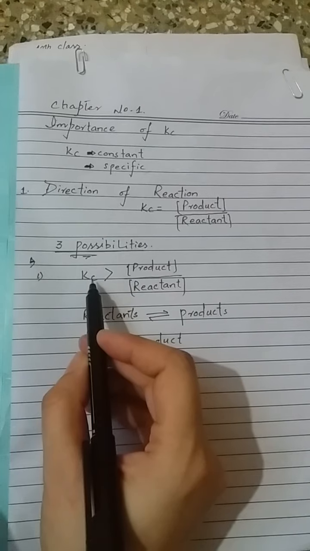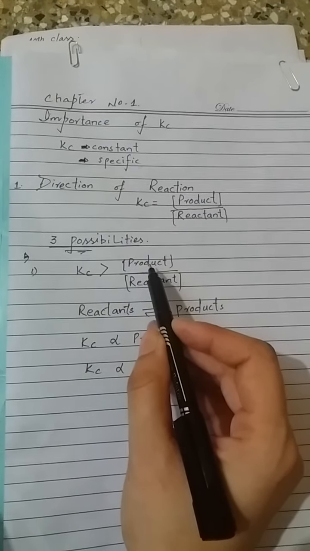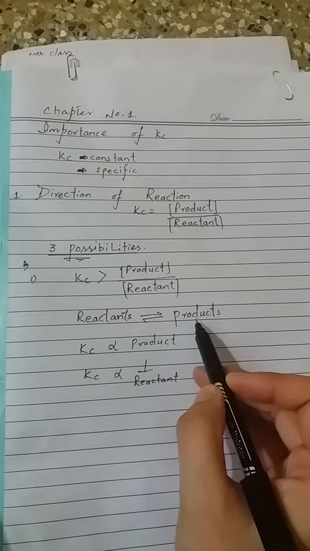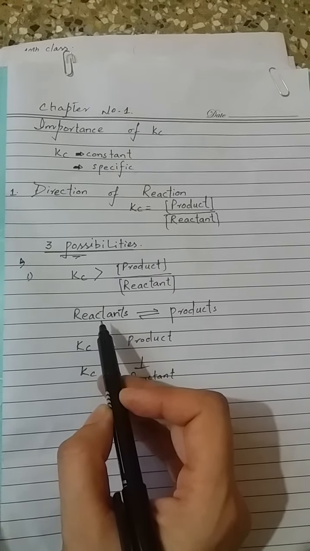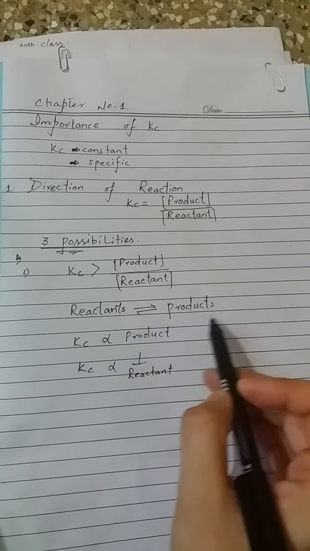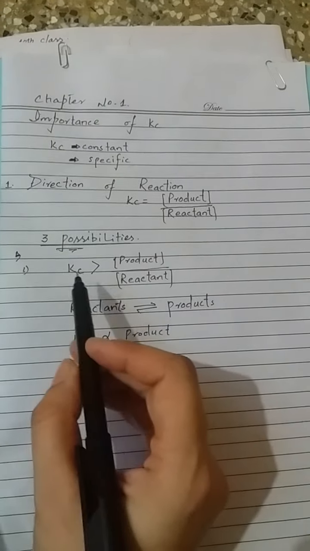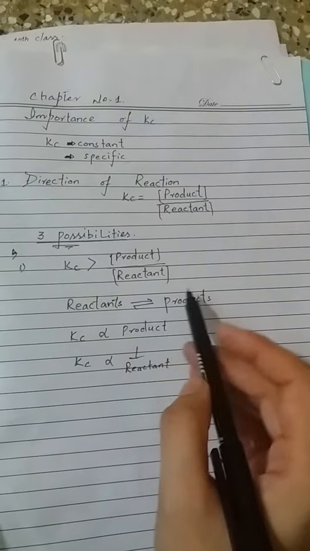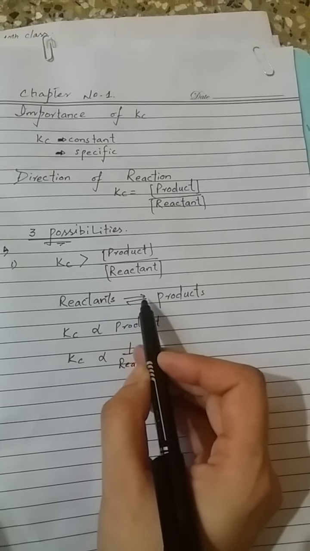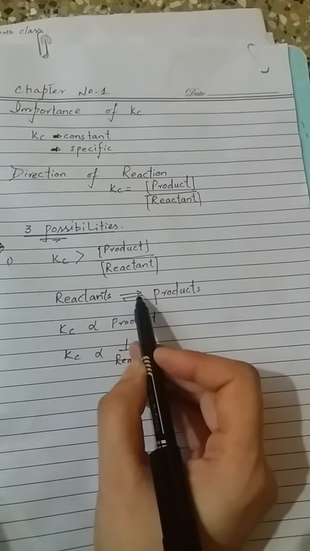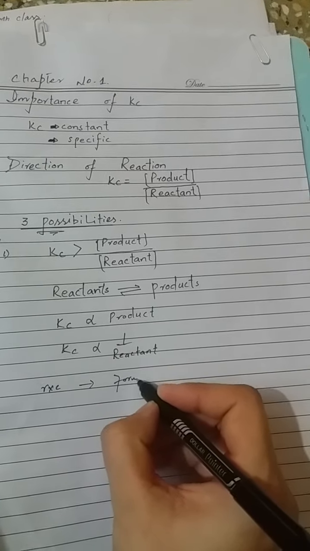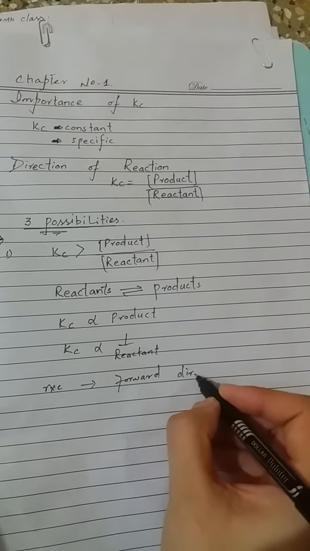So if the Kc value is greater, then the concentration of products is greater and a large amount of products are present. The reactants react together and form products. It means that the reaction will proceed in the forward direction. More products are required to attain equilibrium here. So the greater the value of Kc, the greater the amount of products, and the reaction will proceed in the forward direction.